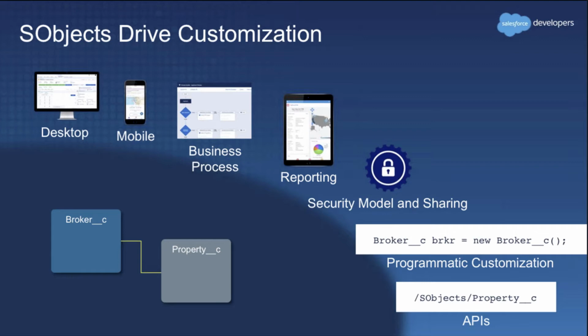And similarly, we also automatically extend our APIs. So both SOAP and REST APIs get extended automatically. The example I'm giving here at the bottom is a new endpoint that corresponds to the property object on the left. So all that stuff happens automatically, no effort on my part as a developer. It's just there, ready for me to work with.